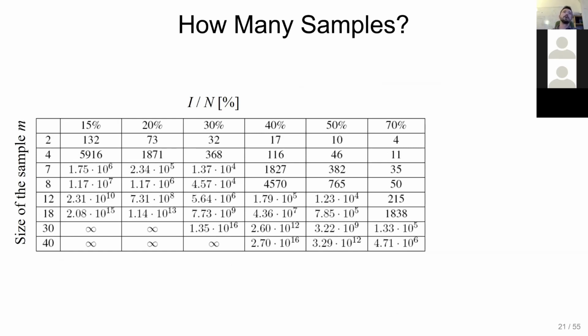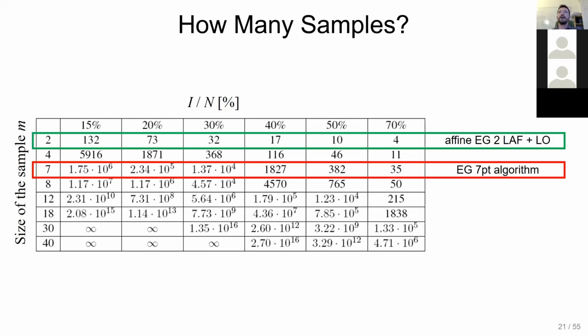So if you have a look at the table, which shows the number of samples that you need for different inlier ratios, which are shown here, and the different model complexity. This would be a model where you need to draw samples of 2 correspondences, for example, line fitting; homography 4 correspondences; epipolar geometry 7 correspondences. Then, instead of sampling 7-point correspondences, you sample 2 local affine frames, and then use local optimization to refine the model.